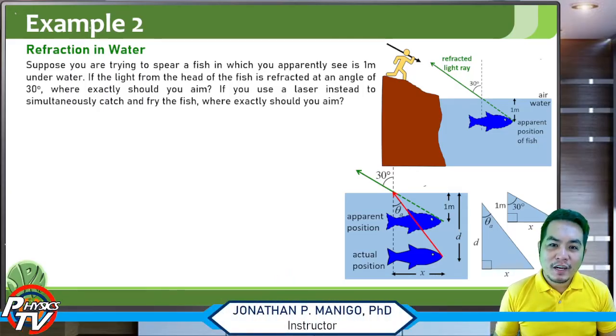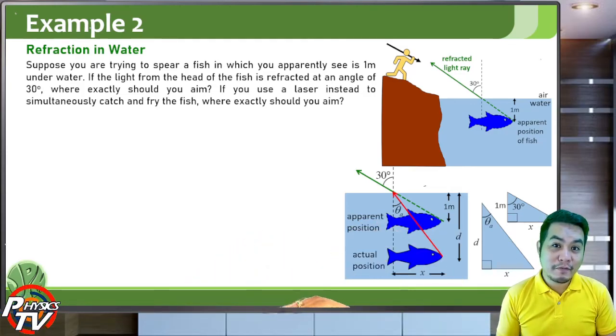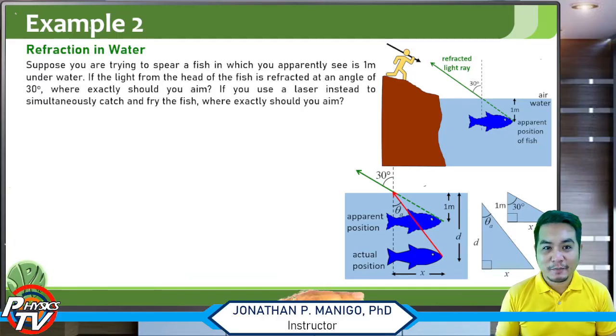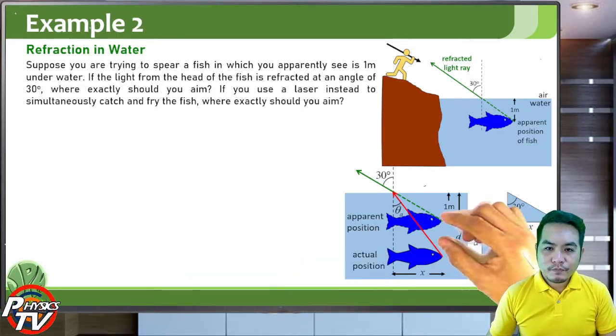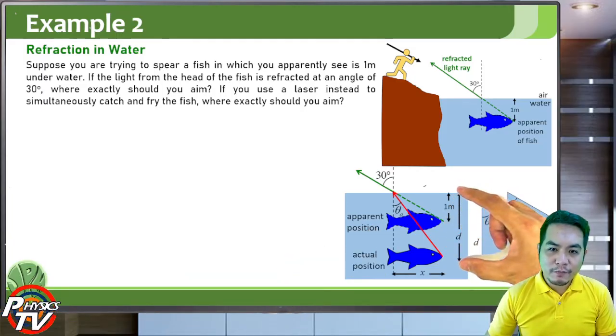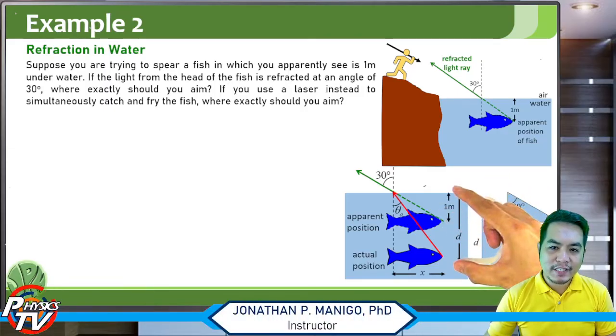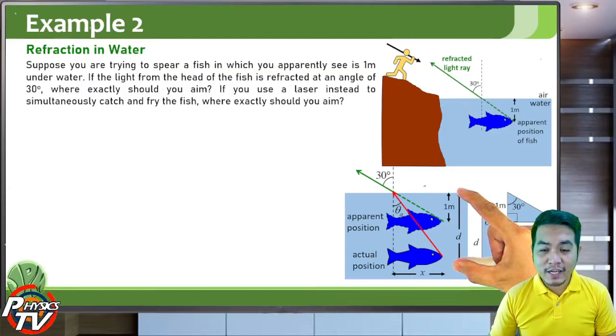Fishermen who do this are very familiar with this. When they see a fish, they will aim below the image of the fish that they see. So, where should you aim? We need to find this distance. We know that this distance is 1 meter. We need to find this distance, the actual position of the fish.